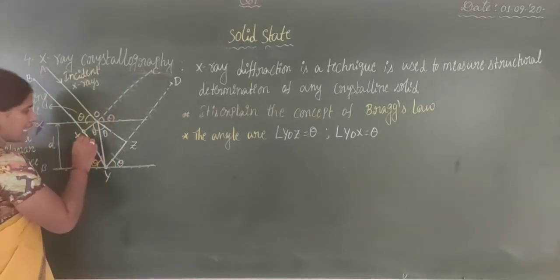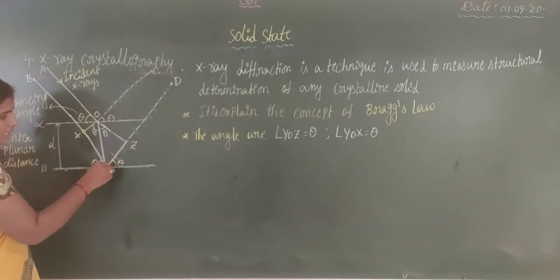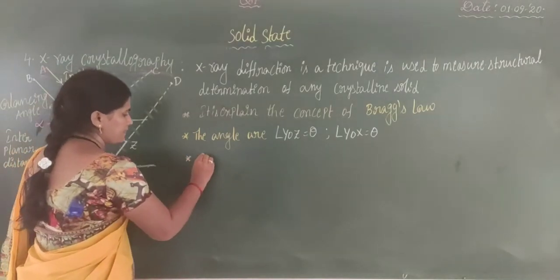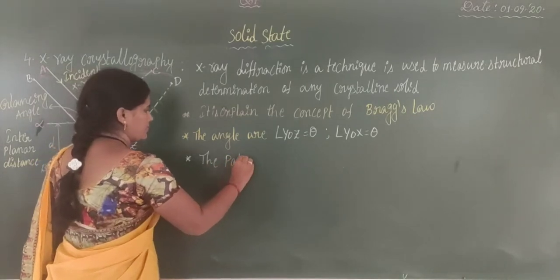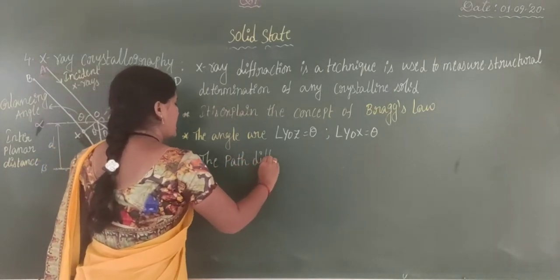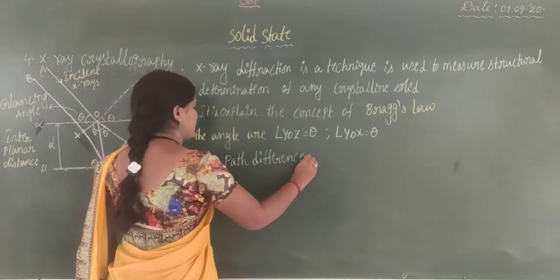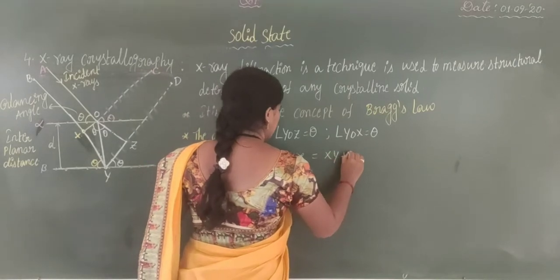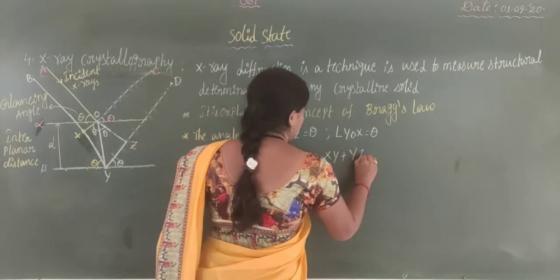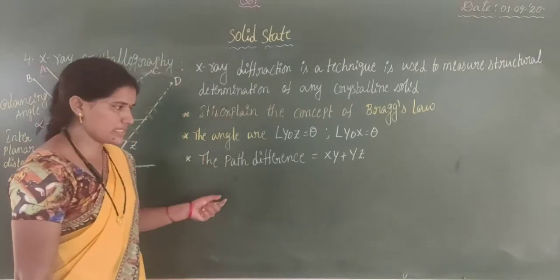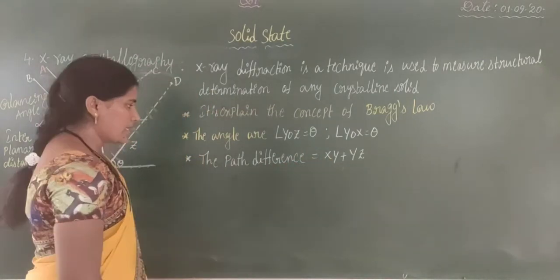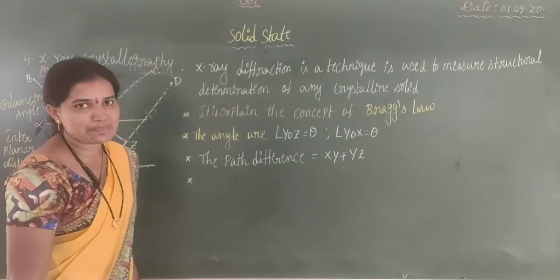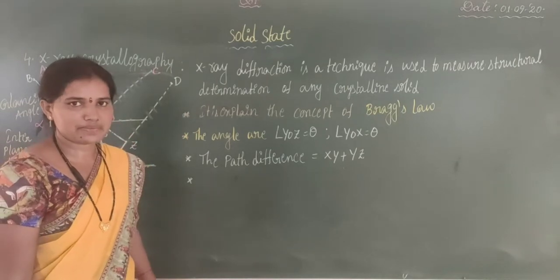And the next one: what is the path difference in these two layers? The path difference is equal to XY plus YZ. The path difference is denoted by an integral multiple of the wavelength.